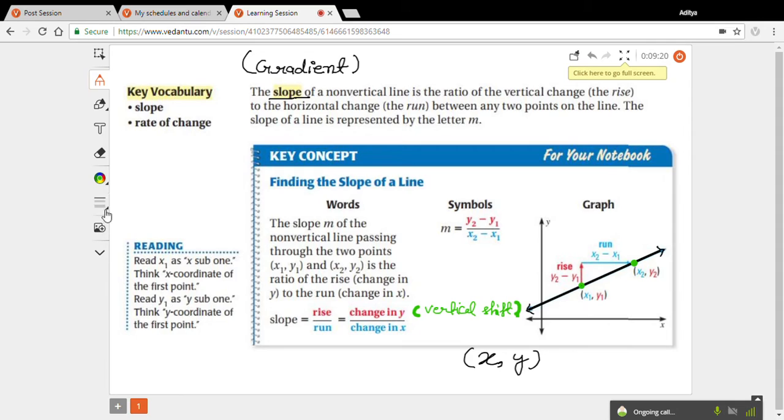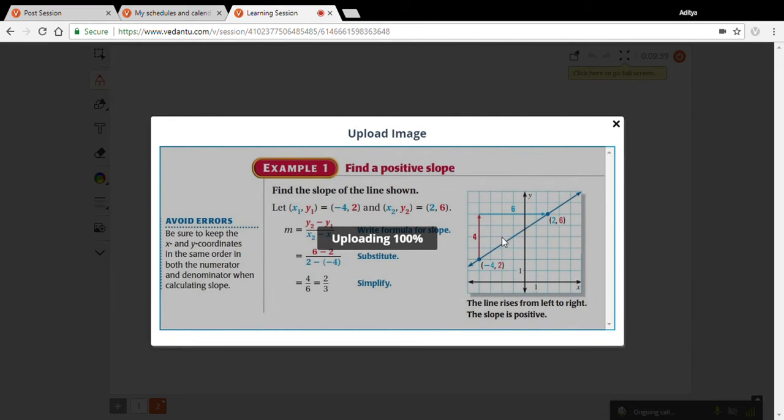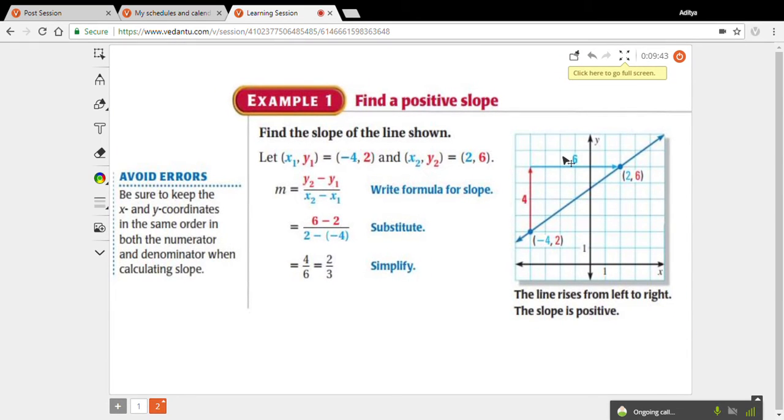Similarly, the horizontal shift is x2 minus x1. That's how we can calculate the slope or the gradient of a line if two points are given. Let me show you an example. Let's say there is a line with two points that lie on it. To get the slope, or the gradient as I told you, you just use the formula y2 minus y1 over x2 minus x1. You are free to use any point as x1, y1 and the other as x2, y2. Then you substitute the values one by one and simplify, so 2/3 is the slope of that line.